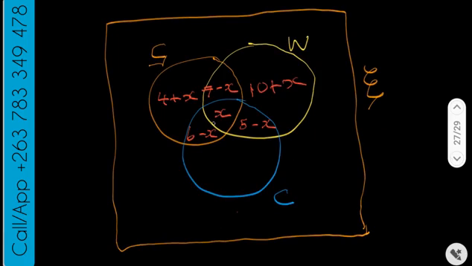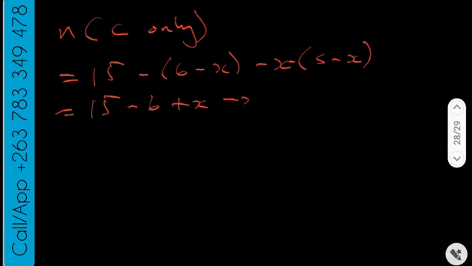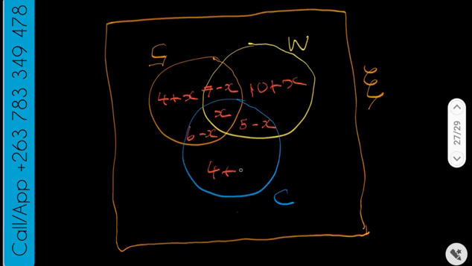Remember, the total of this set is 15. So you subtract there, there, and there. So 15 minus 6 plus x minus 5 plus x. So 15 minus 6, that's 9. 9 minus 5, that's 4. Then you get 4 plus x as your answer. So you have your 4 plus x there.